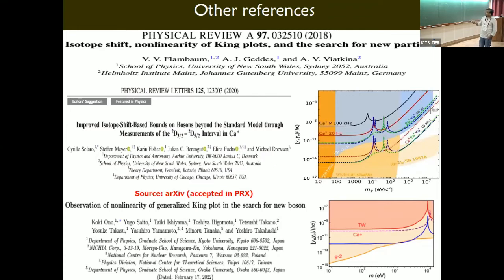There is one new paper that has been accepted in PRX, and this was the first paper where this effect was proposed. Here also there is evidence that in the calcium ion one sees such nonlinearity deviation, and these are new directions for studying isotope shift measurements in different atomic and ionic systems.